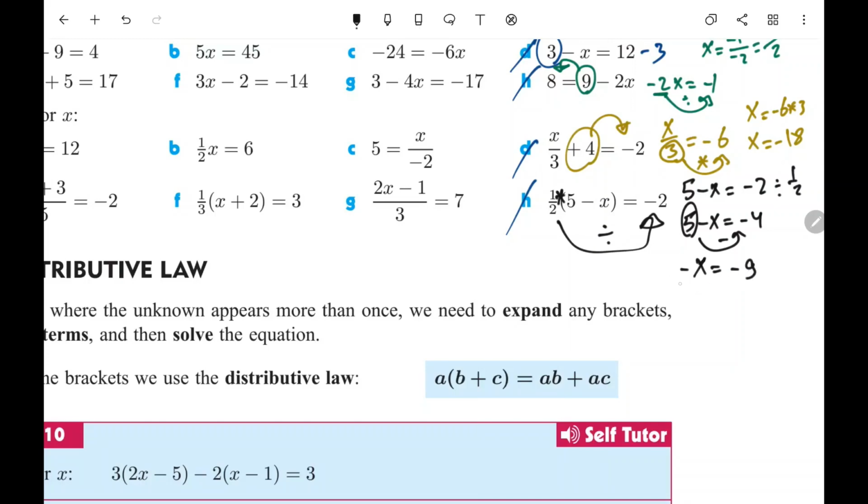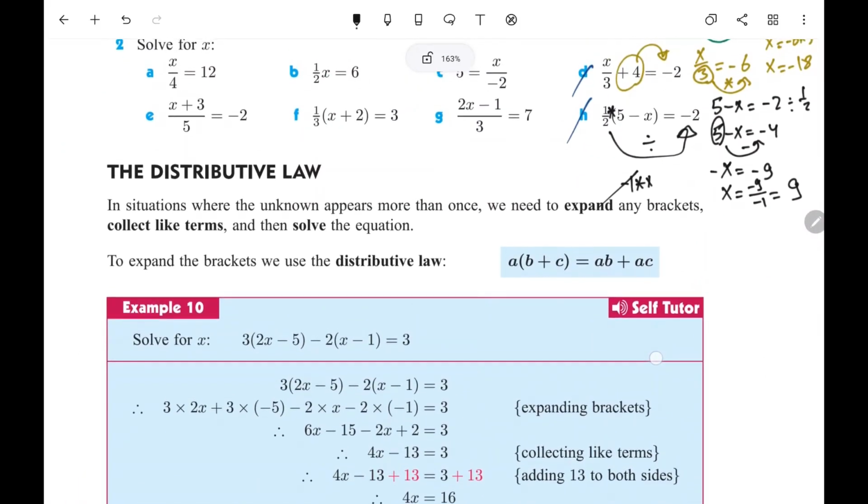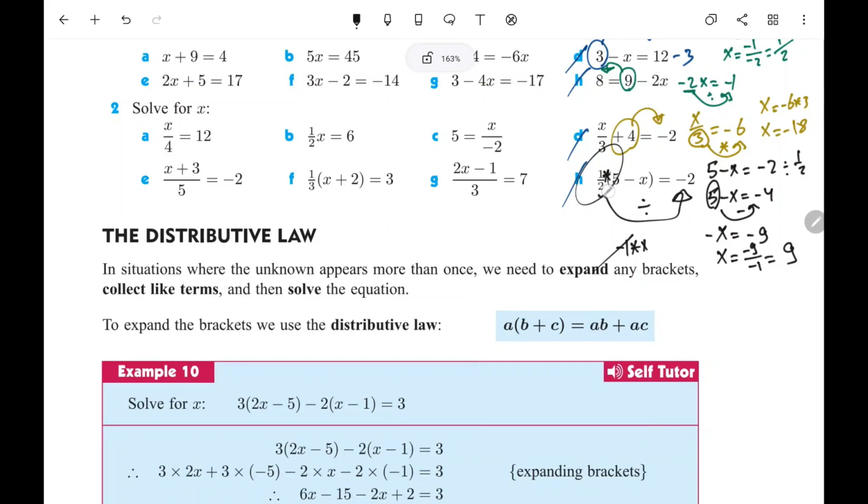Okay, we need only x, not negative x. So actually here we had negative 1 times x. Am I right? Yeah. So we need to cancel off this negative 1 by division. So x will equal negative 9 divided by negative 1, which will equal positive 9. Here we are talking about the distributive law, and by the way, this half is a distributive law.